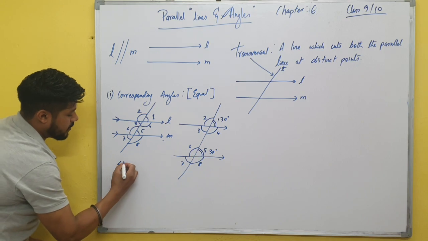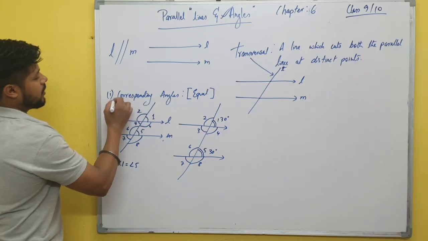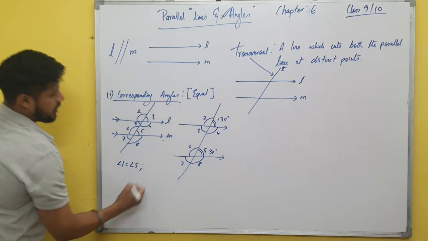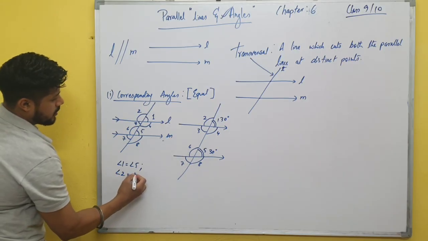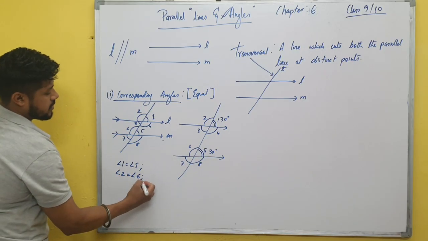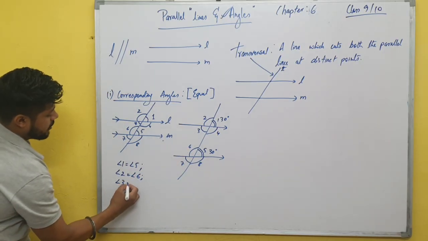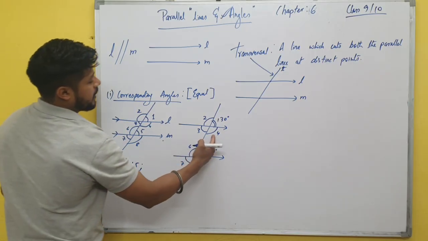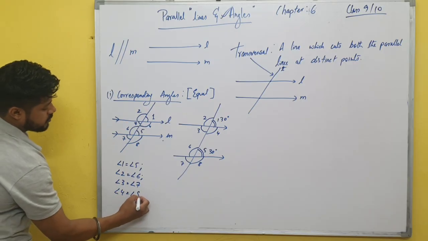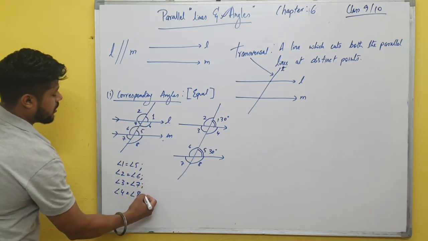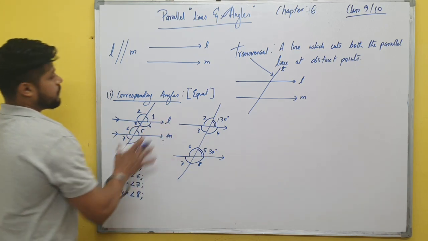So we'll start with angle 1, which is equal to angle 5 because they are corresponding angles. Another pair will be 2 and 6. Angle 2 is equal to angle 6. Another pair 3 with 7. Angle 3 with angle 7. Angle 4 with angle 8. Angle 4 is equal to angle 8. All these are corresponding angles and they are equal. Okay, this is the first one.